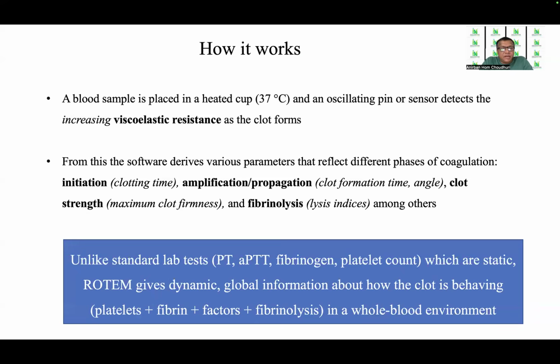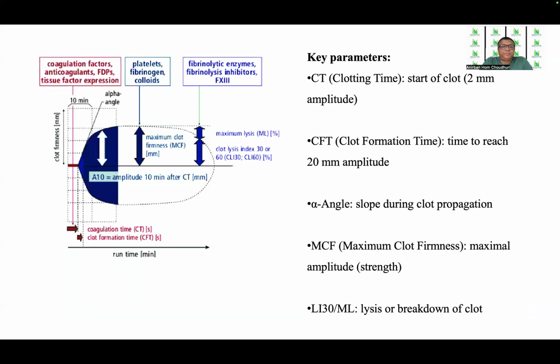So unlike the standard lab tests, which include prothrombin time, activated partial thromboplastin time, fibrinogen, platelet count, etc., which are static, the ROTEM gives dynamic global information about how the clot is behaving, which includes platelets, fibrin, the other factors, plus the fibrinolysis, which is in a whole blood environment. So these are the key factors.